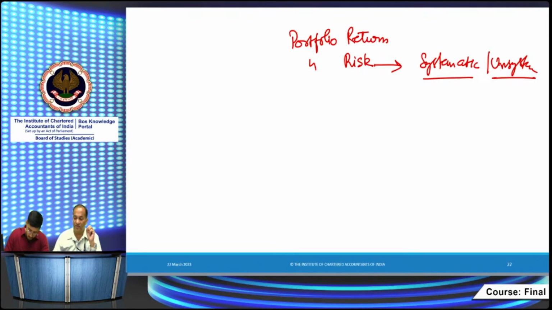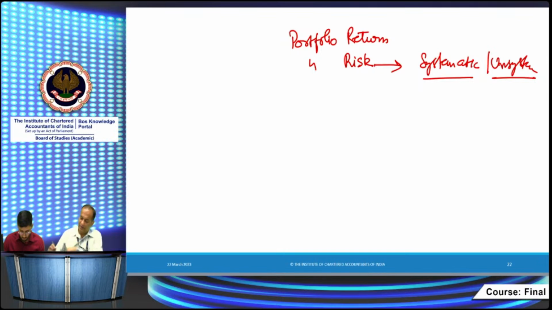Systematic risk affects all investments, whether this or that. For example, if there is a possibility of war, then except for the defense industry, all industry shares will fall. This is a kind of systematic risk. COVID-19 affected all the industries. Unsystematic risk normally can be offset by another investment because it affects only one industry.